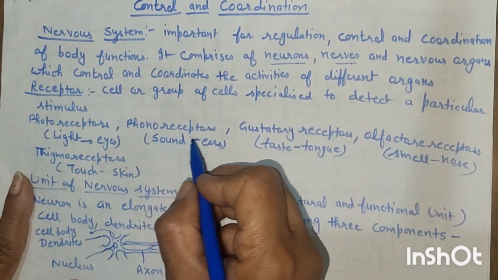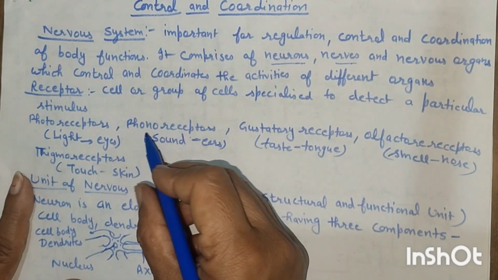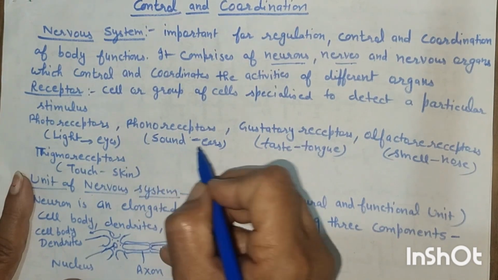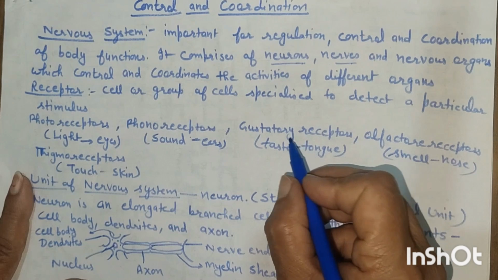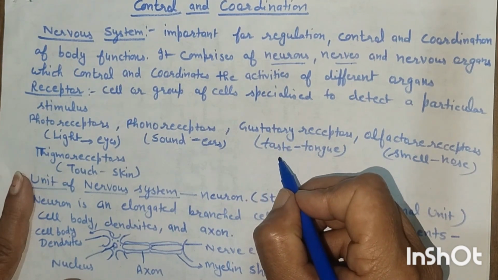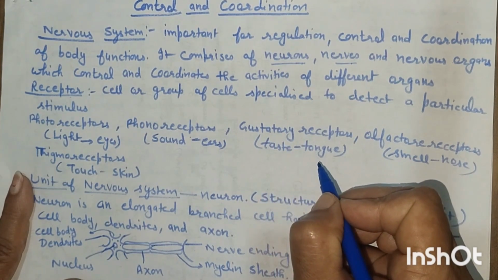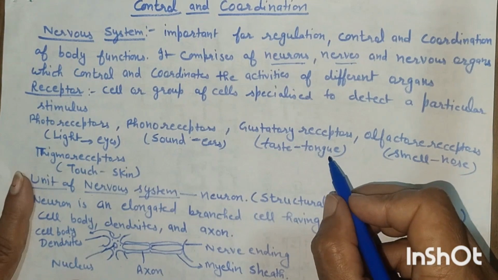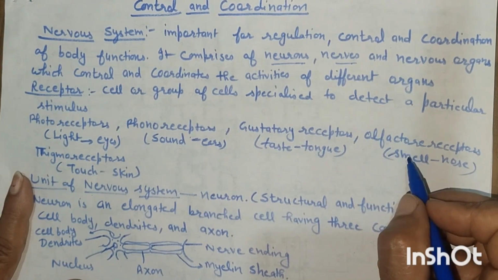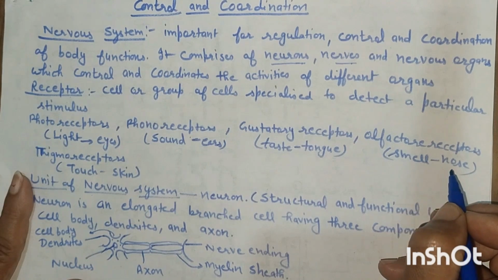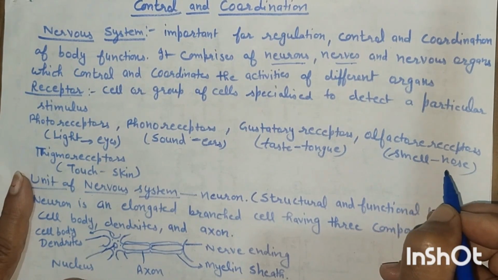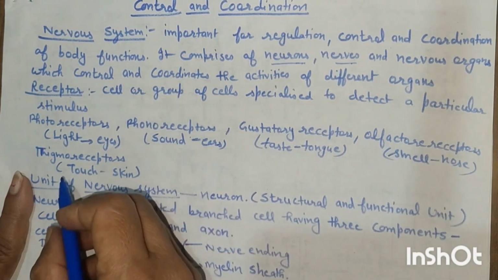Now second is the phonoreceptor. Phono means sound. Sound is related with the ear. Gustatory receptor. Gustatory means taste. Taste is related with the tongue. The tongue receives this stimulus. Olfactory receptors. Olfactory means smell, which is related with the nose.